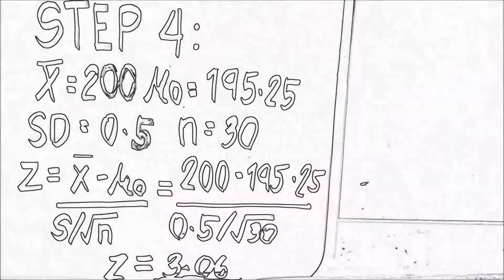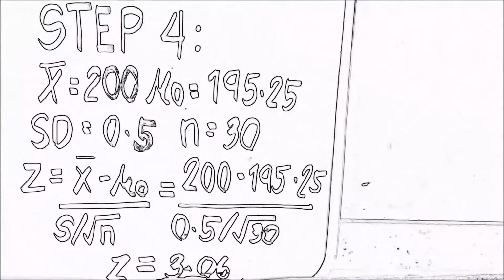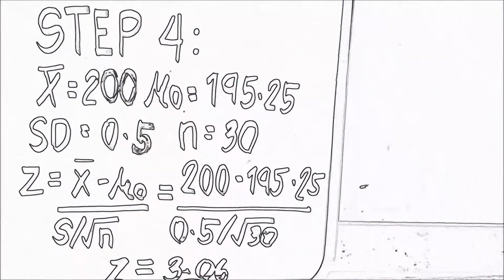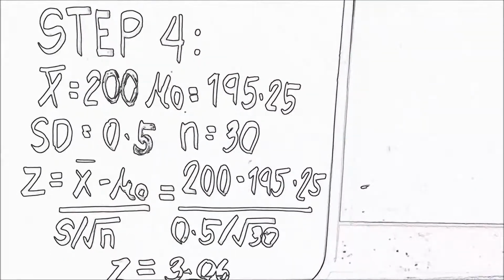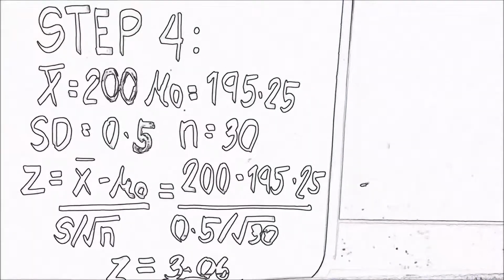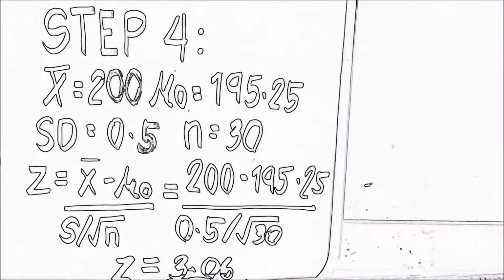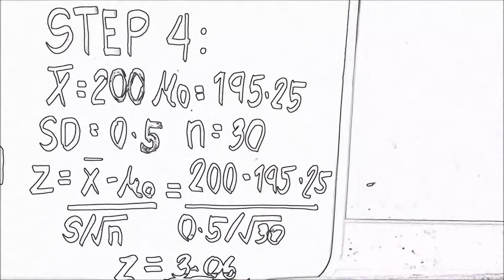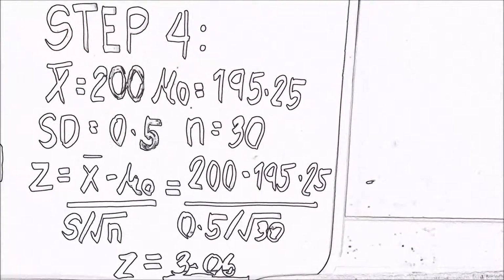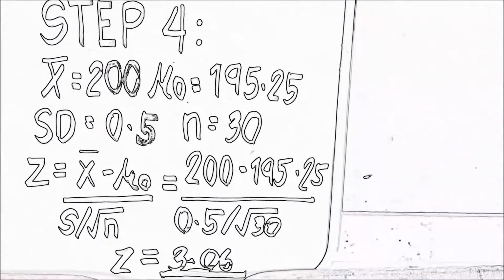For step 4, we have to compute for the value of z. Use the given data in your problem. We have a sample mean of 200, a mean population of 195.25, a standard deviation of 0.5, and a random sample of 30. Use the equation z equals sample mean minus mean of population over standard deviation divided by the square root of random sample. Substitute the given data and then solve for it to get the answer of 3.06 as your z.